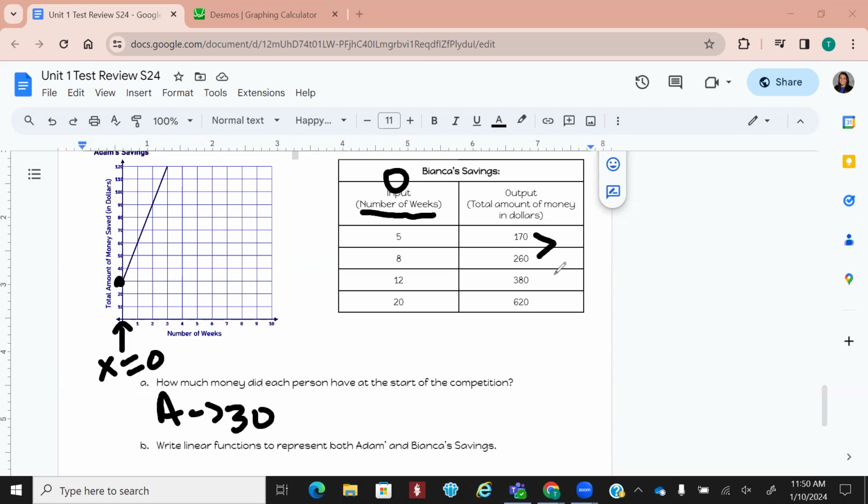From 170 to 260, how much did we go up by? Not 10. 170 to 260, 90. We went up 90. Now from 5 to 8 weeks, how much did we go up by? 3. So in 3 weeks, we went up $90. So in order to find out how much we're changing each week, we could take 90 and divide it by 3. What is that going to give me? 30. Okay, so we're going up $30 every week for Bianca.